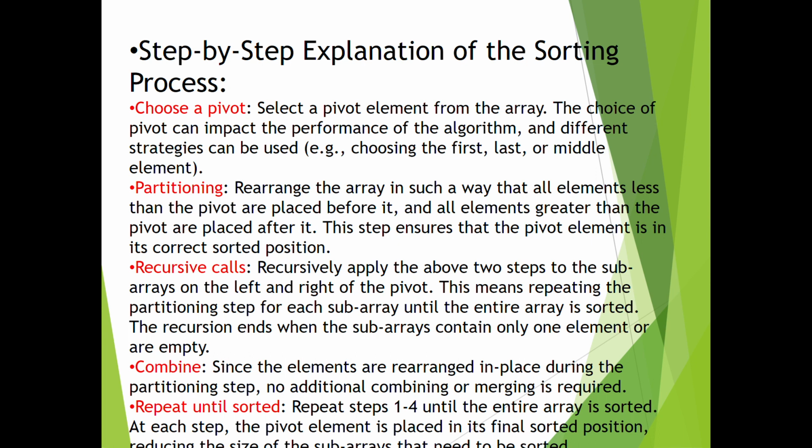Then recursive calls. Recursively apply the above two steps to the subarrays on the left and right of the pivot. This means repeating the partitioning step for each subarray until the entire array is sorted. The recursion ends when the subarray contains only one element or is empty. Then combine. Since the elements are rearranged in place during the partitioning step, no additional combining or merging is required. Repeat until sorted: repeat steps 1 to 4 until the entire array is sorted. At each step the pivot element is placed in its final sorted position, reducing the size of the subarrays that need to be sorted.